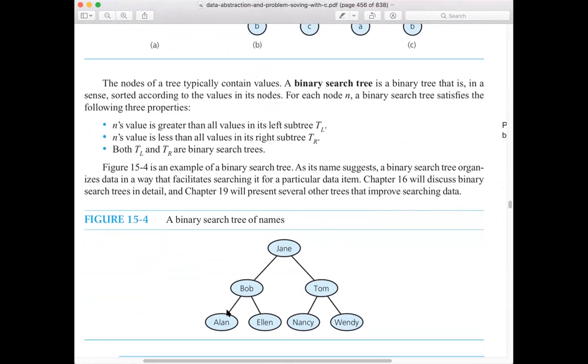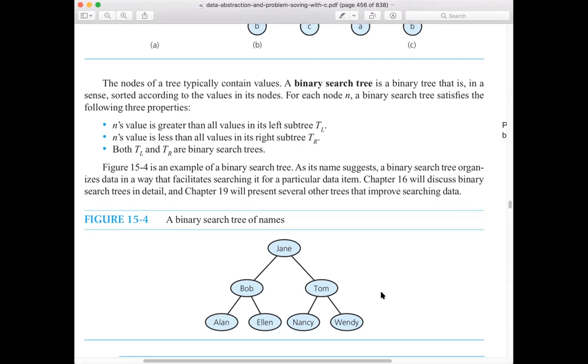The way that we would verify that this is a binary search tree is we say, okay, let's look at Jane. Is it true that every node in Jane's left subtree is less than Jane? Yes, that seems to be the case. Is it true that every node in Jane's right subtree is greater than Jane? Yes, that appears to be the case. But we're not done yet. We need to do that for every single node in the tree if we really want to confirm it, right? So we have to look at Bob and make sure that every node in Bob's left subtree is less than Bob. Every node in Bob's right subtree is greater than Bob. And then same thing for Tom, okay?